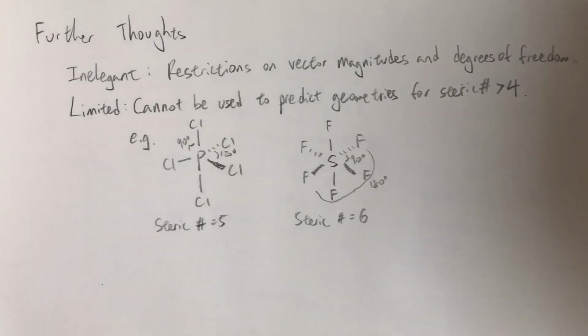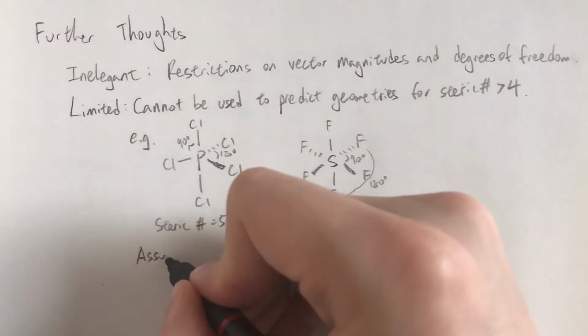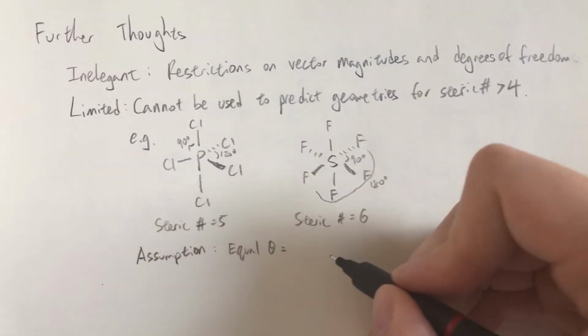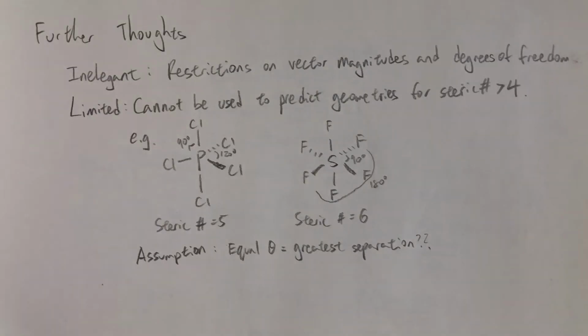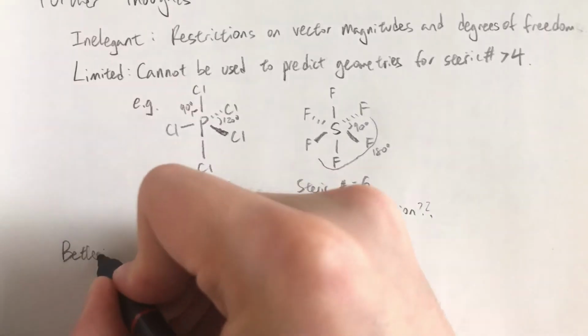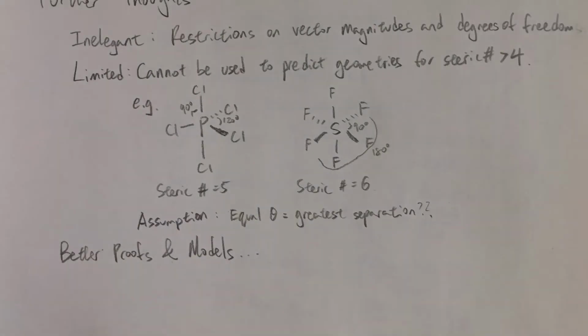Furthermore, the conclusion sort of rests upon the assumption that having the same bond angle between all vector pairs equals the greatest separation between groups, which is not proven in the calculations in this video. So a better proof would show that the greatest degree of separation of groups for a molecule with a steric number of 4 occurs exactly when there is an equal angle of separation between all bonded pairs. And a better model would be able to predict bond angles for molecules with different bond lengths and different bonded groups.